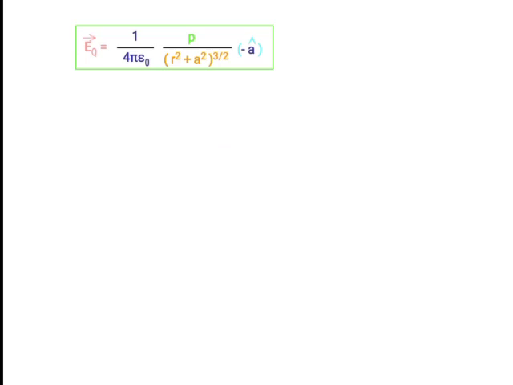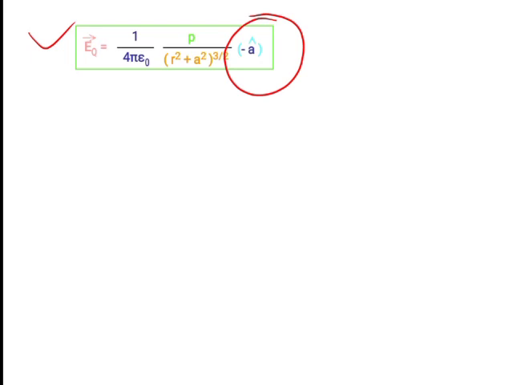Okay, this is what we get after calculating. EQ is equal to 1 by 4 pi epsilon naught P divided by R square plus A square raised to 3 by 2. Along with that, I just mentioned here minus A cap. A cap is nothing but a unit vector, so it shows the direction of the electric field, and of course its value is 1, which will not affect the equation. But why the negative sign?